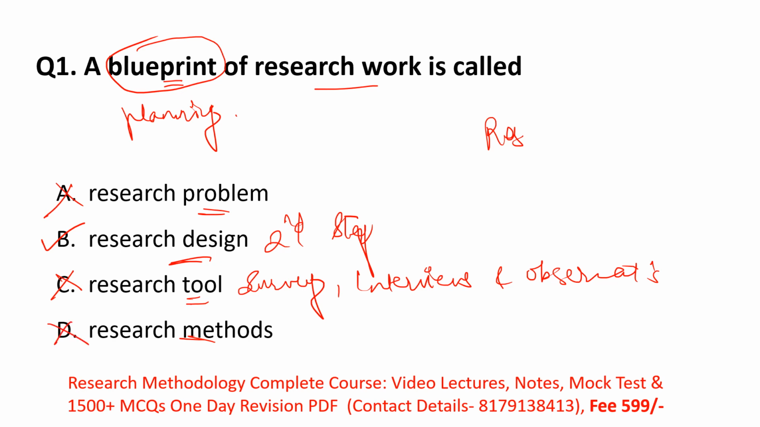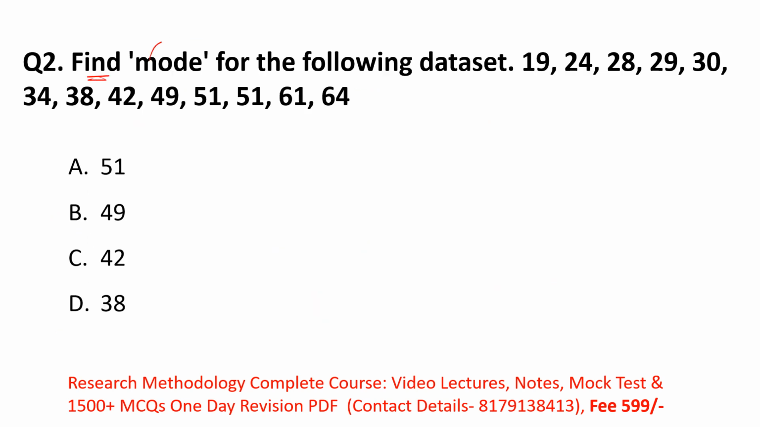So for this question, option B here is the right answer, research design. The blueprint of research work is called research design. Next, find mode for the following data set. So what is your data set? 19, 24, 28, 29, 30, 34, 38, 42, 49, 51, 51, 61 and 64.